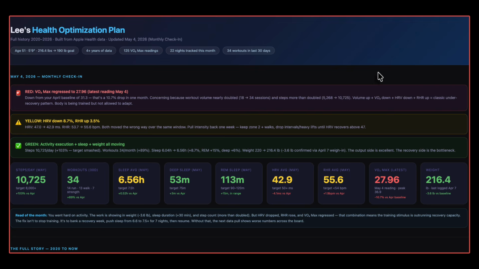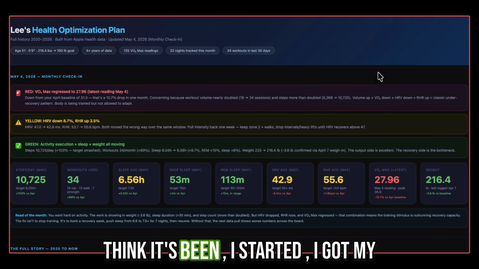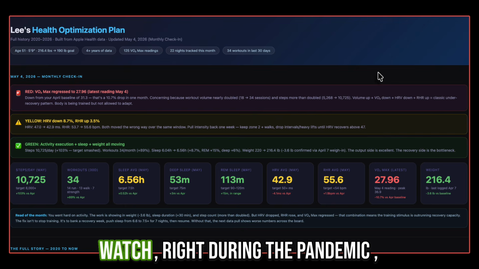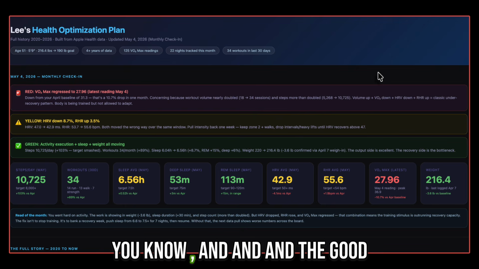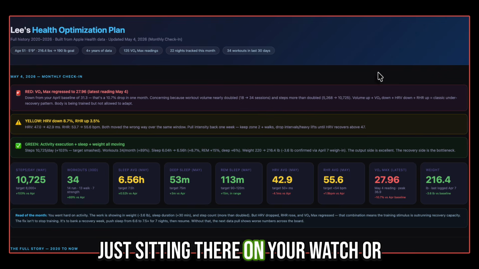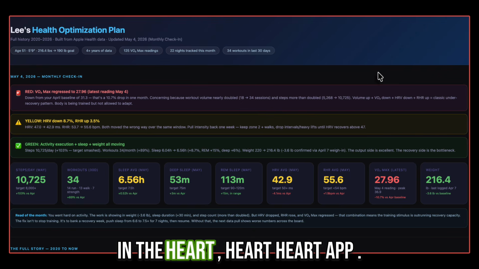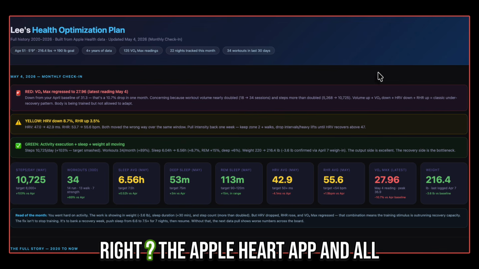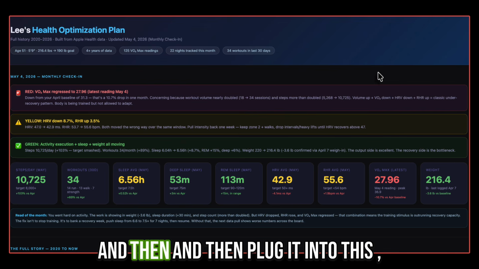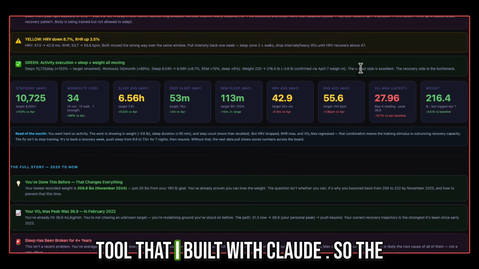I've been collecting this data for over 4 years. I think I got my watch during the pandemic, and the good thing is all this data is just sitting there on your watch or on your phone, in the Apple Heart app. All you have to do is download it and plug it into this evaluation tool that I built with Claude.